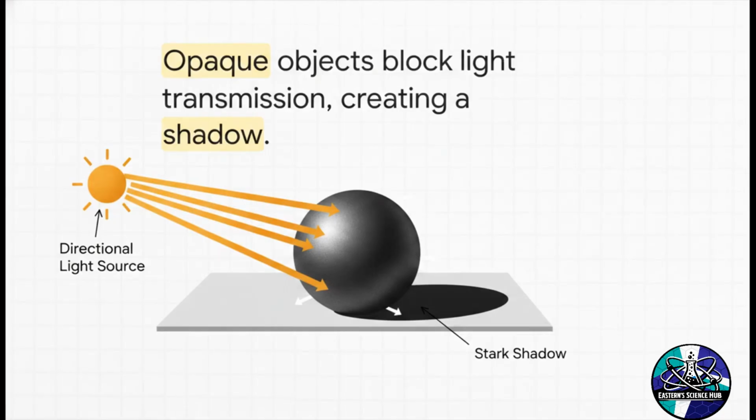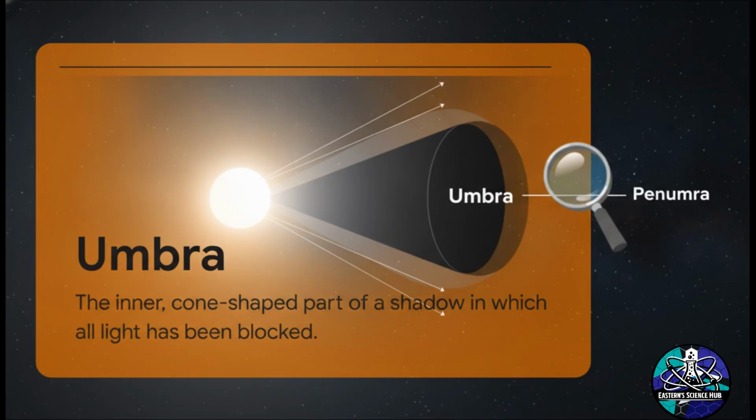Materials can generally be transparent, letting light pass through, or they can be opaque. Opaque objects are dense enough that they completely block the transmission of light. Because the light waves cannot pass through, pass around, or completely reflect away in all directions, an area of darkness is cast behind the object. And this absence of light is exactly what we call a shadow. Shadows, however, aren't just uniform blocks of darkness. They actually have specific anatomical structures.